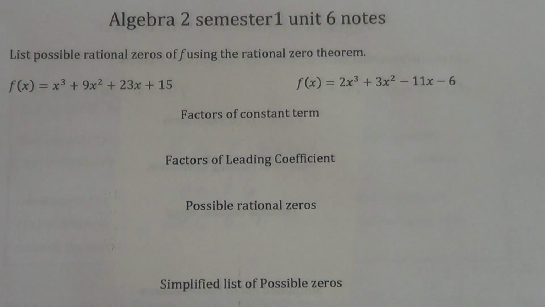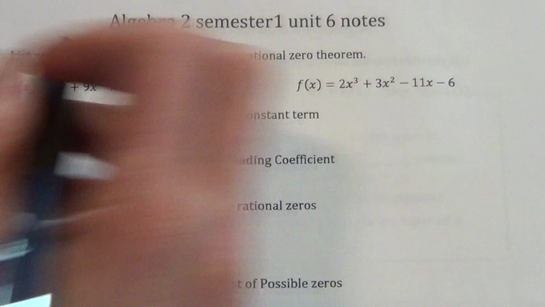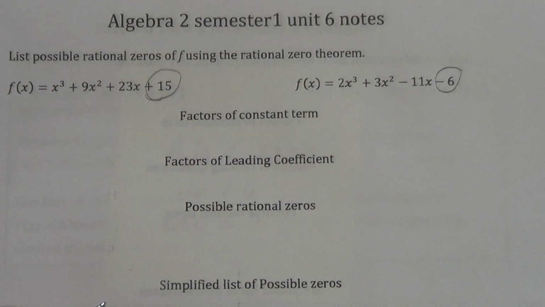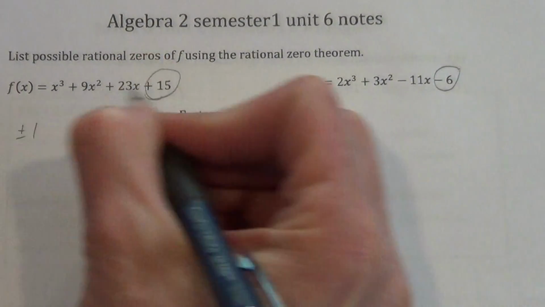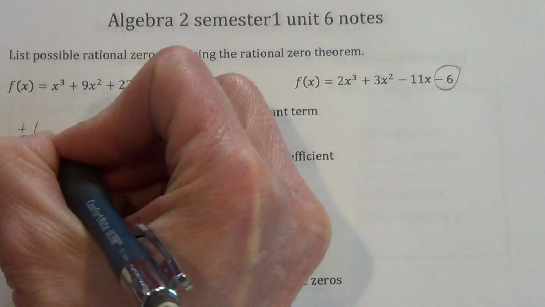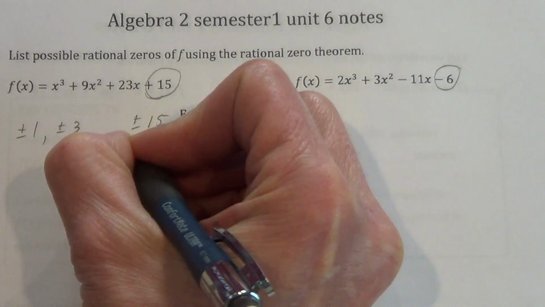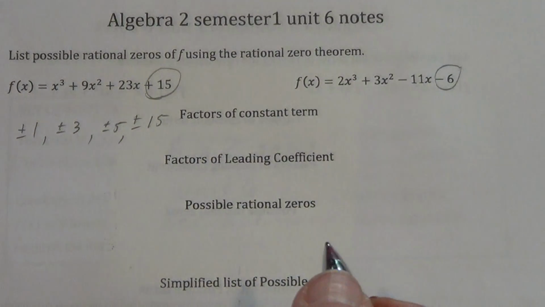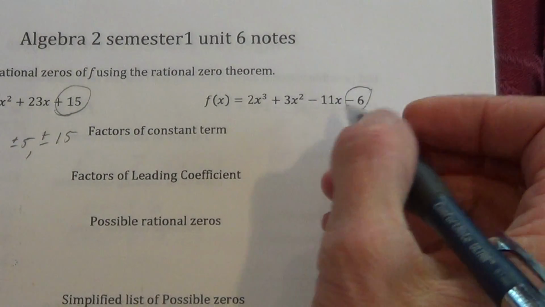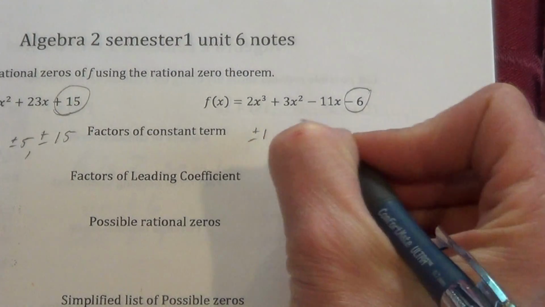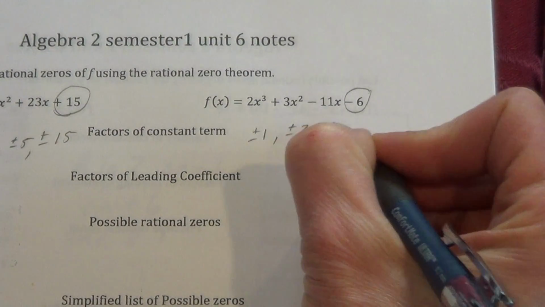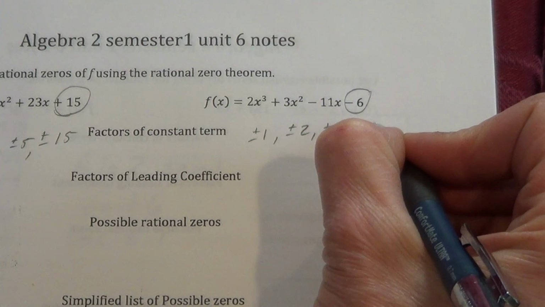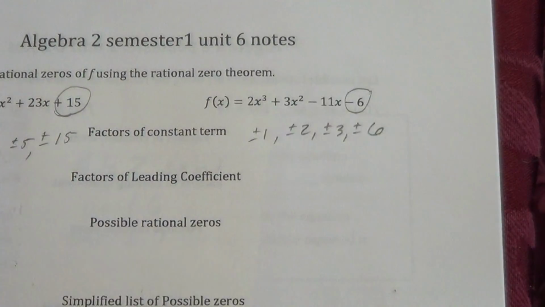We list the factors of the constant term. 15 and -6. Factors of 15, plus or minus 1, plus or minus 15, plus or minus 3, plus or minus 5. Last one, -6, be a plus or minus 1, plus or minus 2, plus or minus 3, plus or minus 6. Okay.